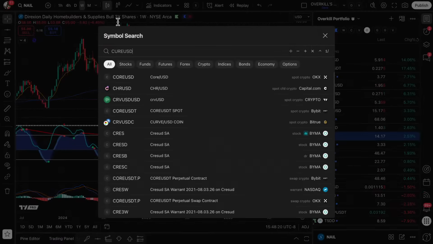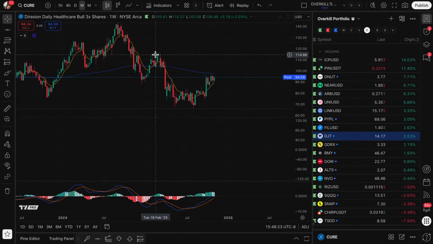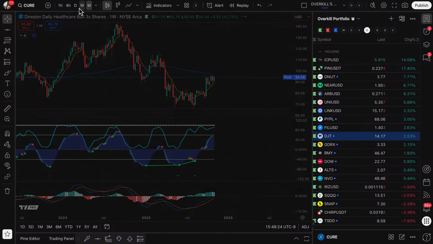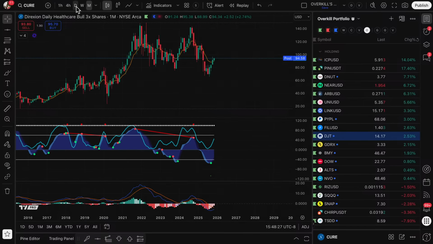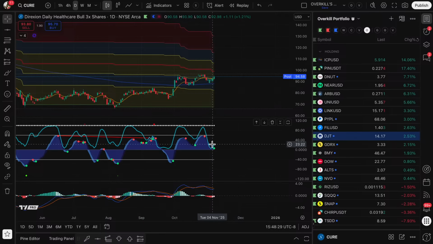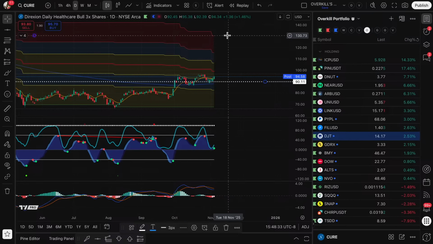CURE. Oops. CURE is an ETF. CURE is still green here on the monthly. I think CURE looks good. I've been bullish on healthcare stocks for a while. They got the green dot here today, so this looks really good above 90. Target on that's up there at 130.